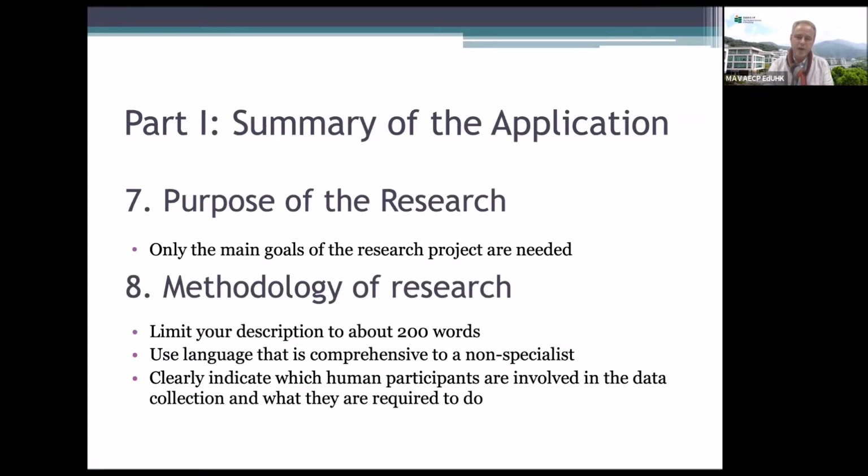Question 7 will ask you the purpose of the research. The explanation next to that is 2 to 3 sentences explaining the main goal of the research. So really, as it suggests, just 2 or 3 short sentences which give a summary of the research and what you hope to achieve, the main outcomes of that research.